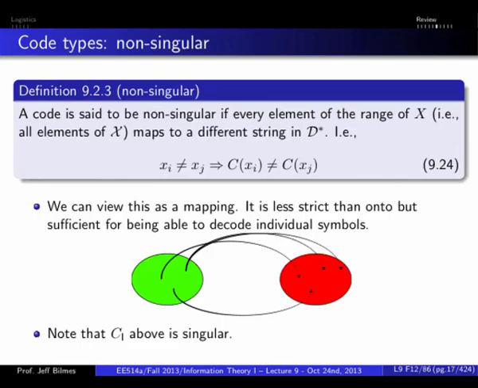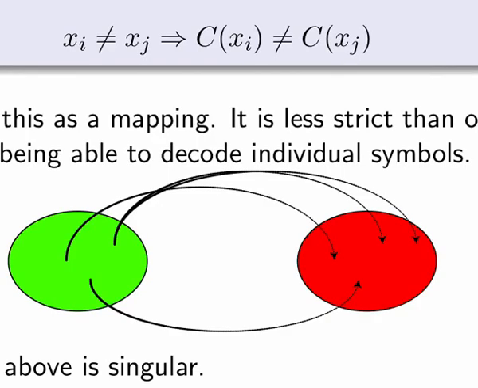Expected length. The notion of non-singularity of a code, which basically says that no code word has more than one source symbol assigned to it. So there are no collisions. So in this picture, there are no arrows on the right-hand side converging to the same point. This would be a collision if they both went there. That's not allowed.